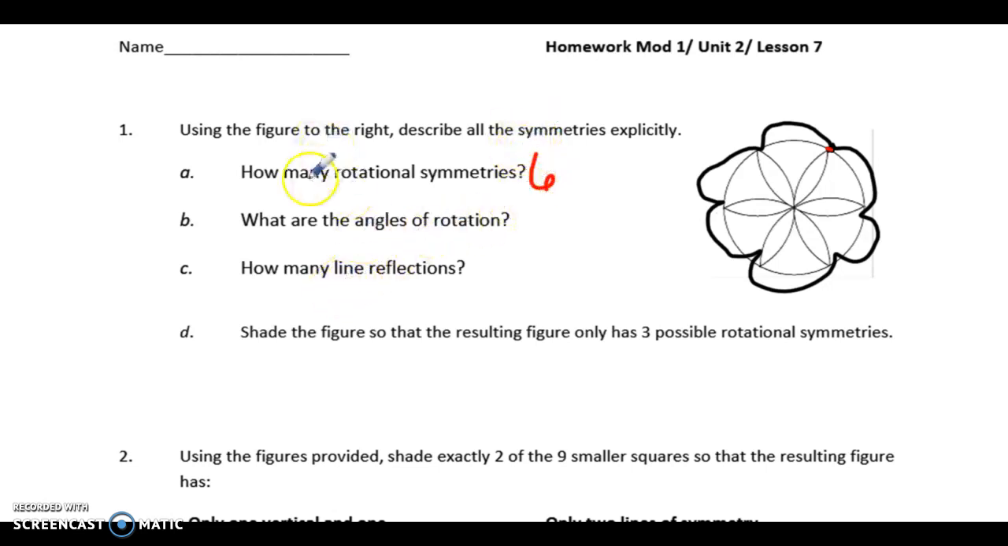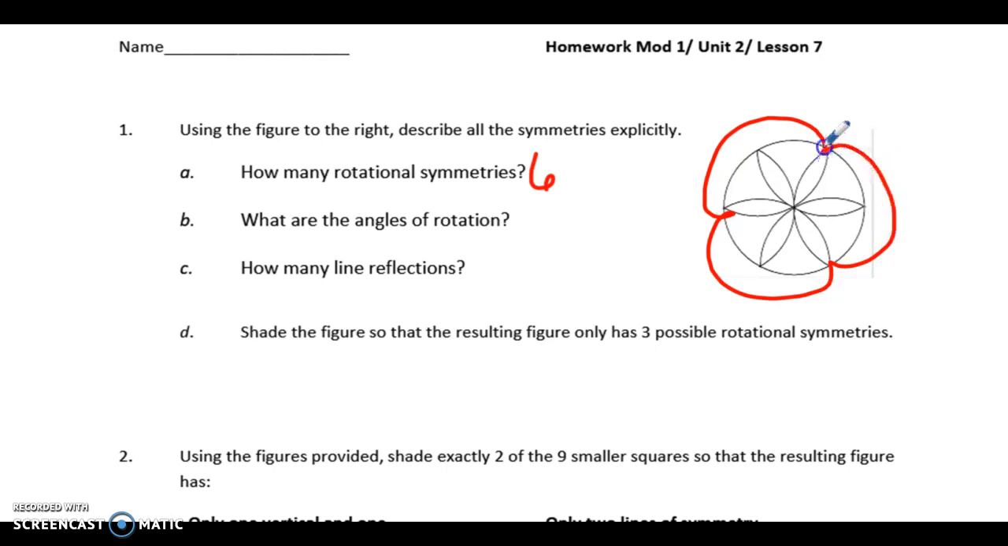So the next part, I'm going to let you do B and C, the angles of rotation and how many line reflections. And then D says shade the figure so the resulting figure only has 3 possible rotational symmetries. So to do that, I want to only be able to rotate from here to here and here to here and then back to the original spot. So I would just shade in every other petal like this. And now there's only 3 places that you could rotate that.